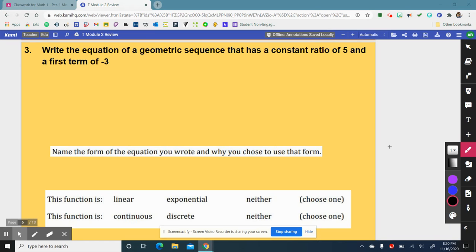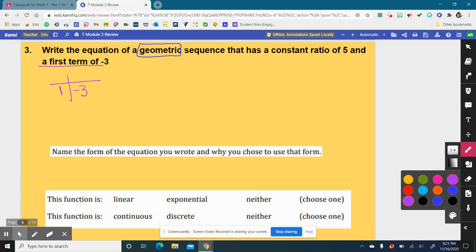Well, first things first, beautiful young people, this word geometric here tells me that we're multiplying by something. Well, I either have to be multiplying by 5 or -3. How do I know which is which? This says that my first term is -3. So if I had a table going on here, when I read that, it means my first term is -3. That only leaves the possibility that what we're multiplying by is this constant ratio.